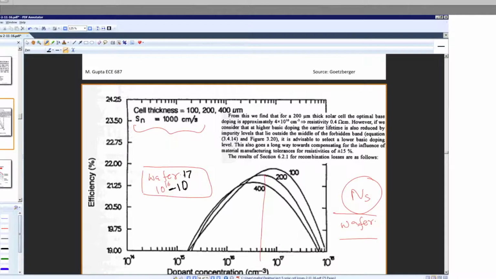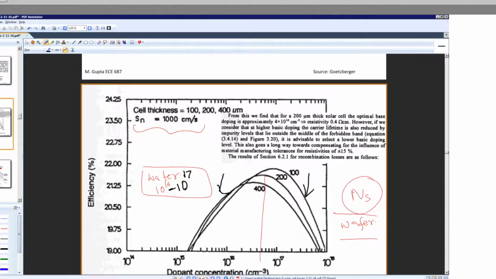Why not go higher? Why does the efficiency drop? Why is it this shape, why does it drop here and drop here? If you go to the higher concentration, you will have a higher recombination in the base. Why not here? That's right. The resistivity will be high. So that's why you need to be in this region in order to get the optimum value.